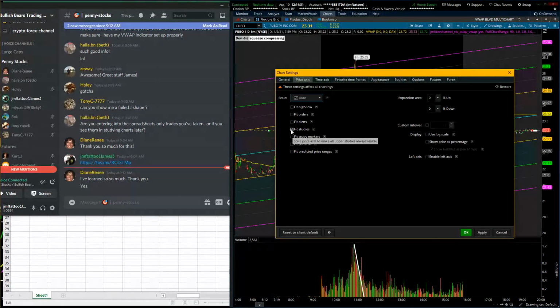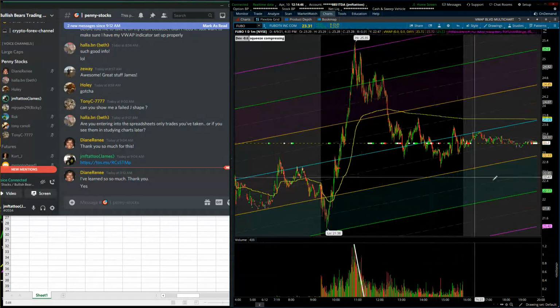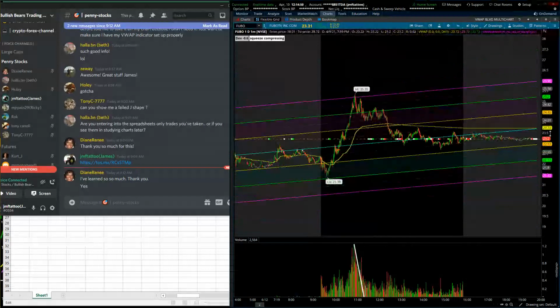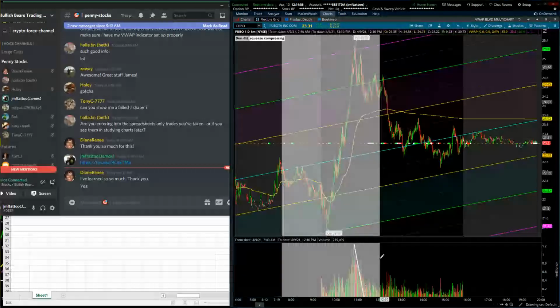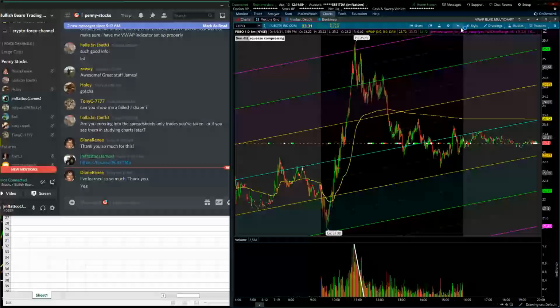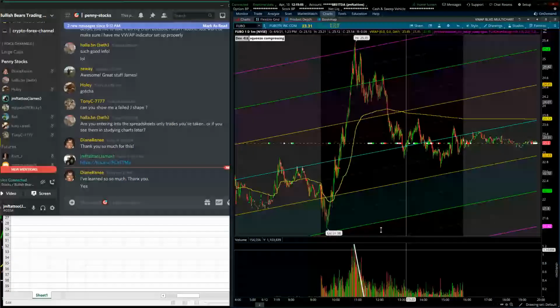Your fit studies icon will probably be checked. And if it is not, then totally disregard this. But if it is, then uncheck that and hit apply and okay. And then what you'll get is the expanded scale of the chart. It won't compress your candles down tight. It'll give you the full range. Now you will have to kind of zoom in here and there because you'll get a bigger view. But over the long run, I like this layout better because you get more of the chart on the page.